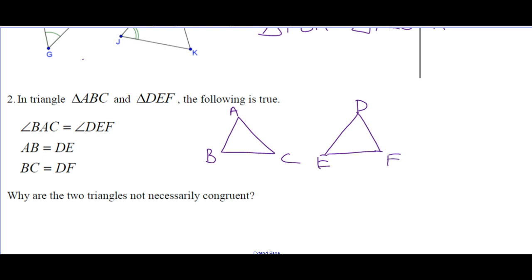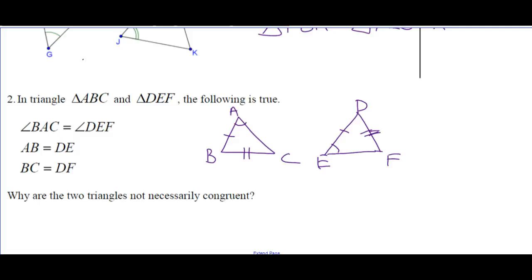Angle BAC, so mark that with just a little angle mark, right? BAC, the same as DEF. Okay, so those angles are the same. AB is equal to DE, so AB, DE. BC and DF. Okay, so what are we looking at here? Side, side, angle.